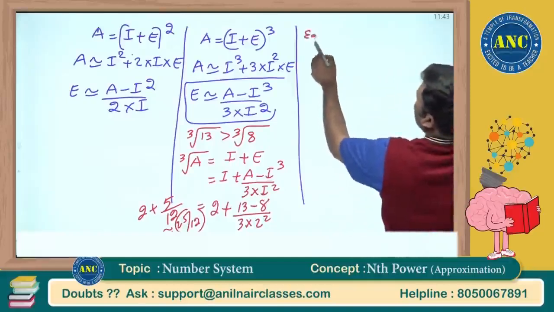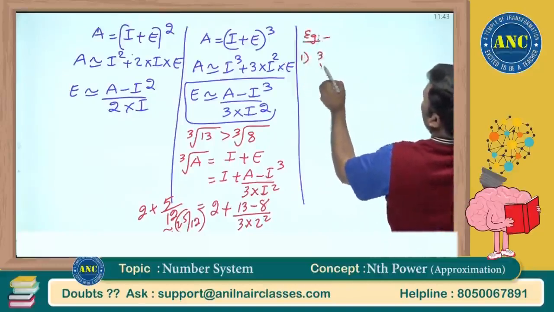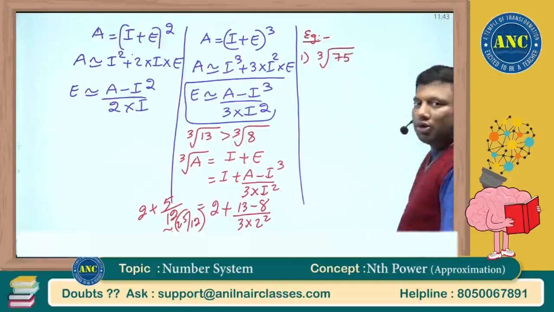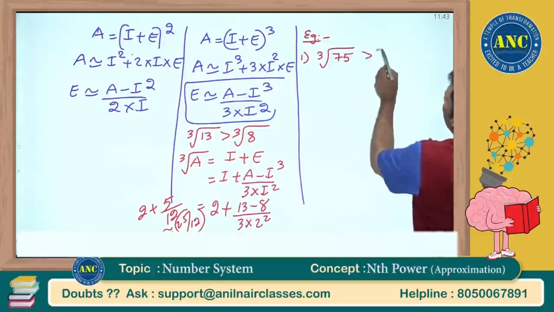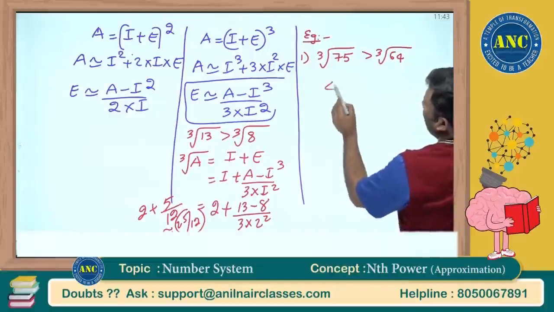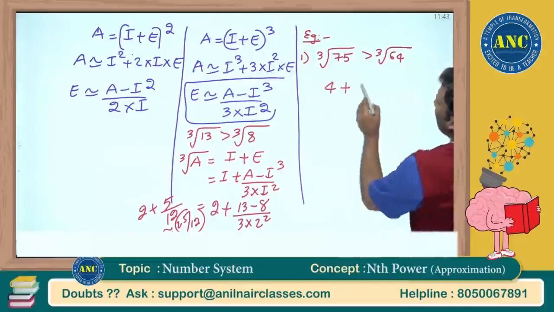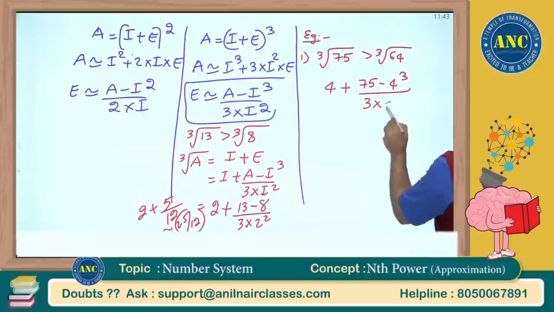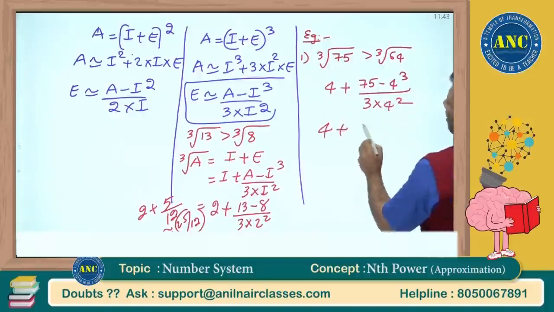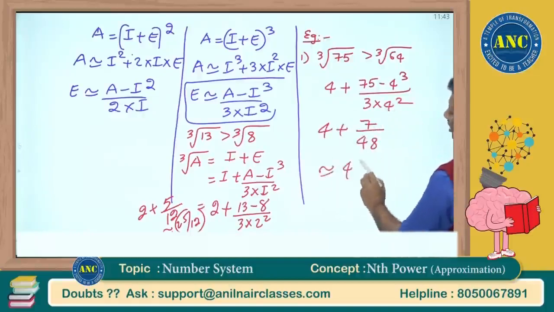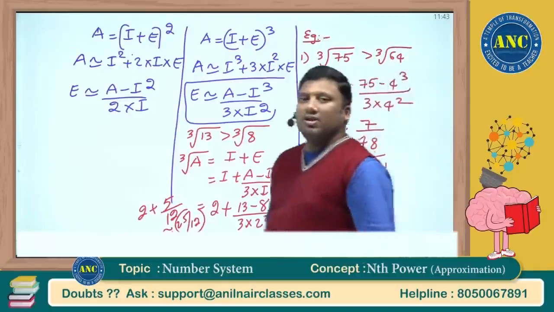A few more examples. Cube root of 75. Now, cube root of 75 is greater than cube root of 64. So what will be the answer? It is 4 plus something. E is nothing but 75 minus 4 cube divided by 3 into 4 square. You will not find these in any of the regular textbooks. 16 3s are 48. The answer is closer to 4 7 by 48.